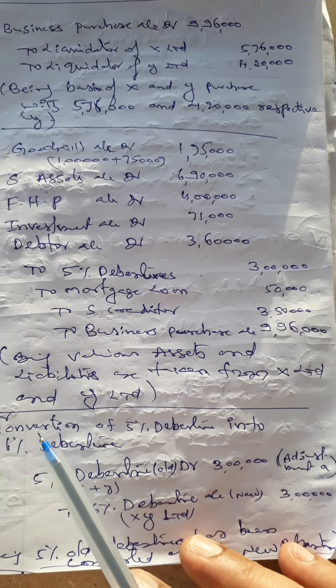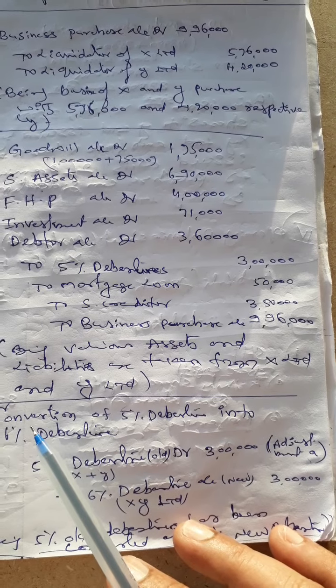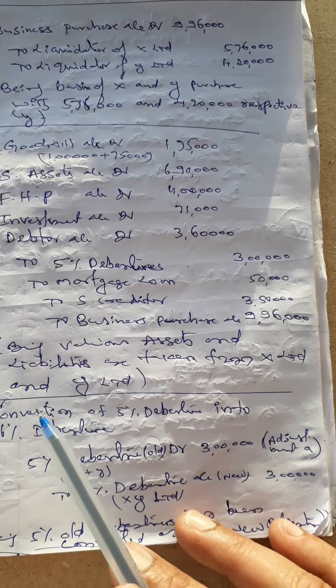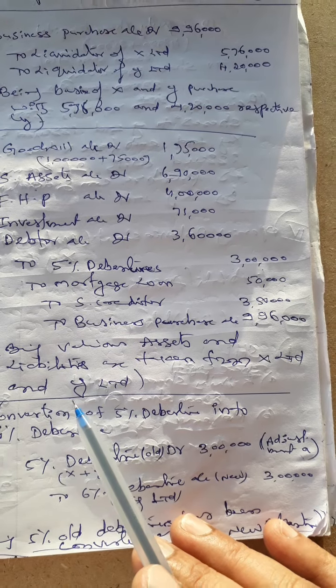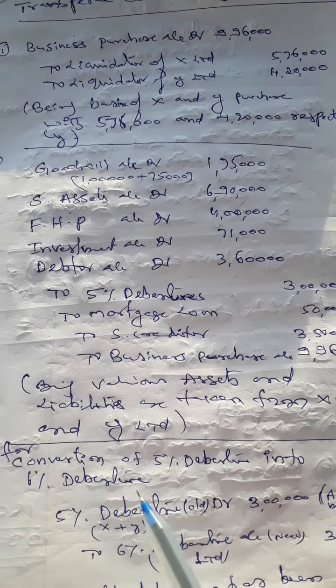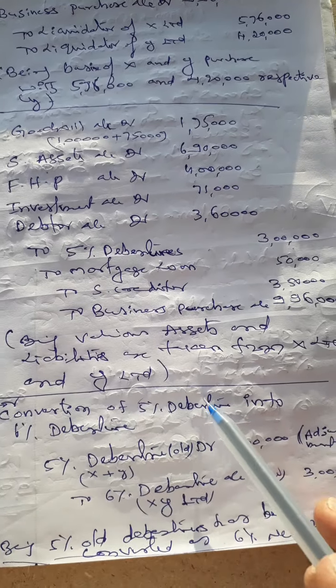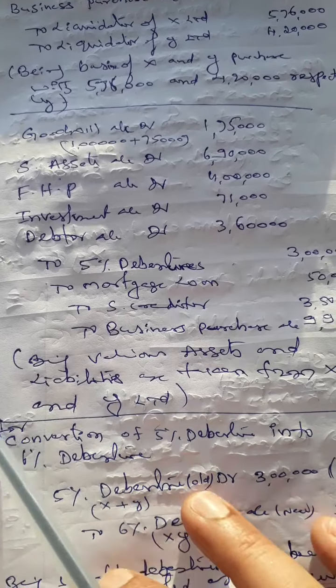Actually, in the old company, the information is available in the working notes. Please, no adjustments, Nana. Please read that one carefully. After taking the 5% debenture from X company and Y company, our new company XY Limited converts it to 6%. That's why, to convert that one, Nana, I am showing this entry. So, for conversion of 5% debenture into 6% debenture.